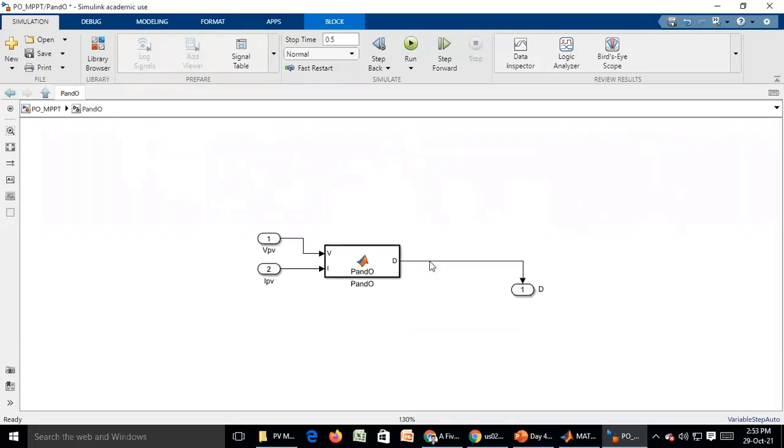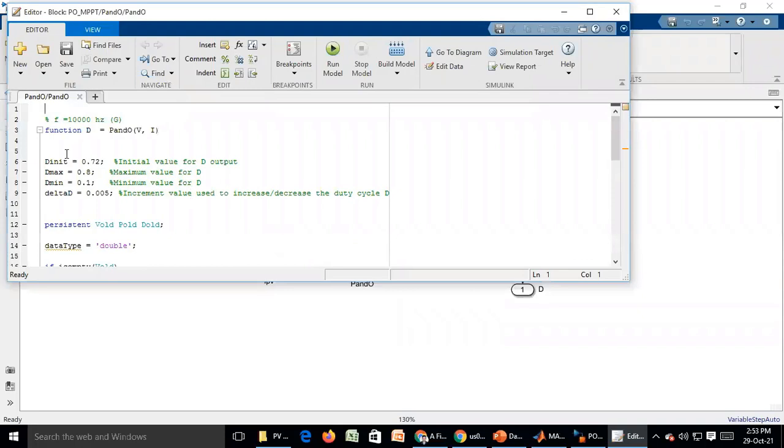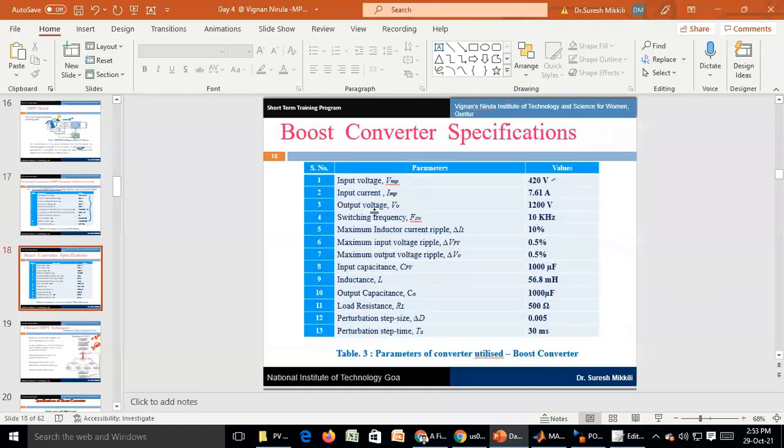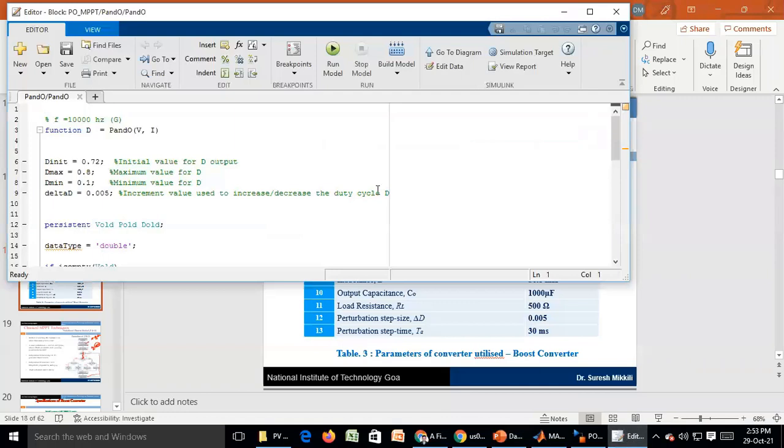From there, it is connected to P&O. So here we have written the P&O, and we have initialized it. What frequency have we taken? The switching frequency is 10 kHz. If you see this, the switching frequency of 10 kHz is taken, okay, for the P&O.